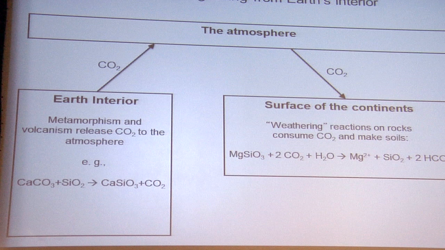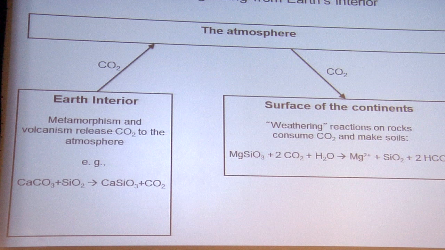But the other process is uptake, and I illustrate that uptake in reactions called weathering reactions, and I illustrate that here with a little different equation. Magnesium silicate is a mineral that's common in hard rocks on the Earth's surface. It can be attacked by carbonic acid and dissolved to make dissolved magnesium, dissolved silica, and dissolved bicarbonate. And then, as David said, these dissolved constituents get carried to the oceans by rivers.